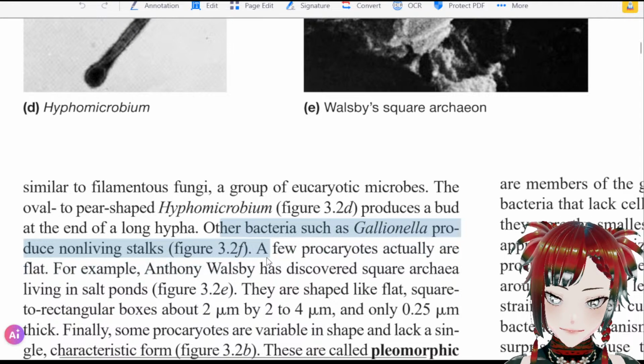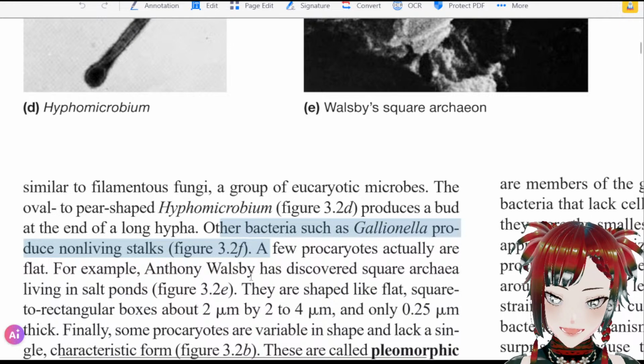Other bacteria are not that different. All are made from organic compounds. Other bacteria such as Gallionella produce non-living stalks, non-living structures, like the bark of plants. The bark is dead, right? And the bark is produced by the living cells. I think bacteria do produce stalks like that.